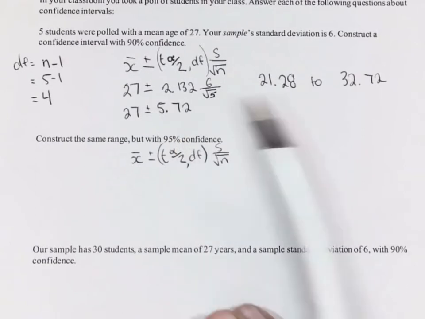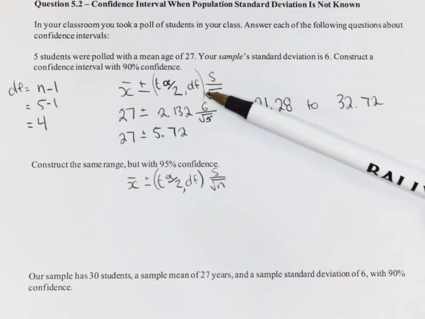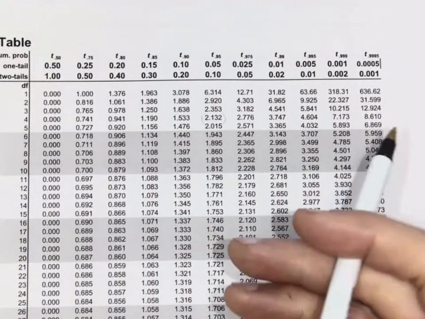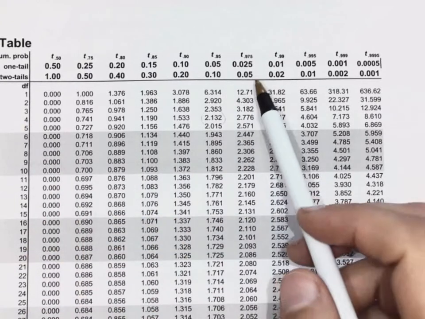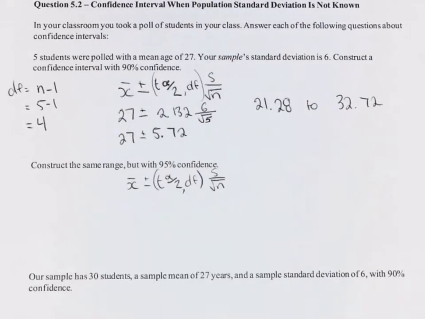So if we were to run this sample again with 5 students, but now, if we were to do it 20 times, we need to be right 19 times. In the last example, if we were to do it 20 times, we only had to be right 18 times. So let's see what happens. Here we can find our T amount, degree of freedom 4, and 5%. We get 2.776.